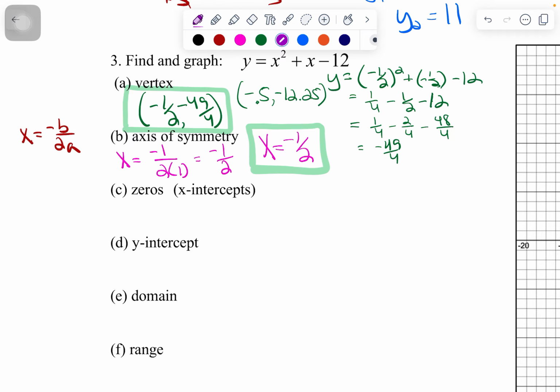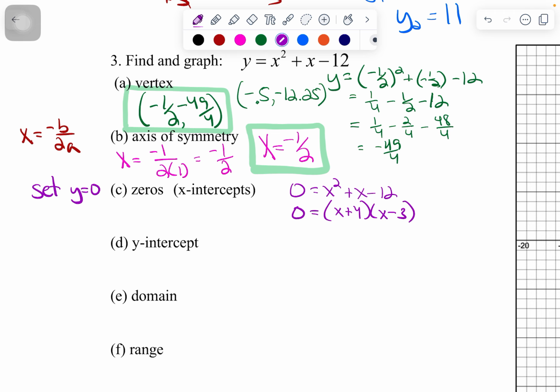Okay, so for the zeros, which are your x-intercepts, you are going to set y equal to 0. So 0 is equal to x squared plus x minus 12. Oh yeah, this is definitely factorable. All right, so x plus 4, x minus, that's a horrible 3. I need to slow down.